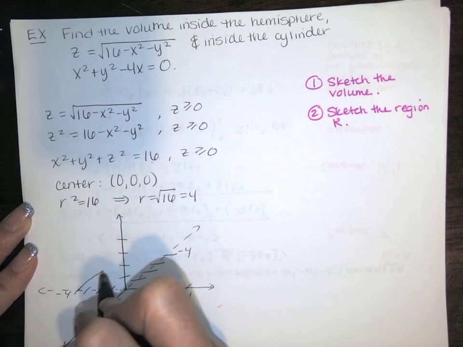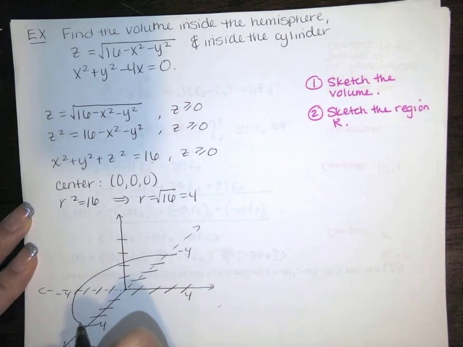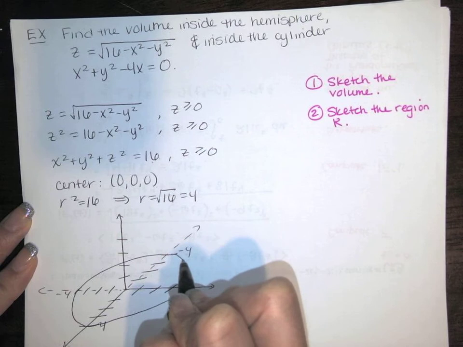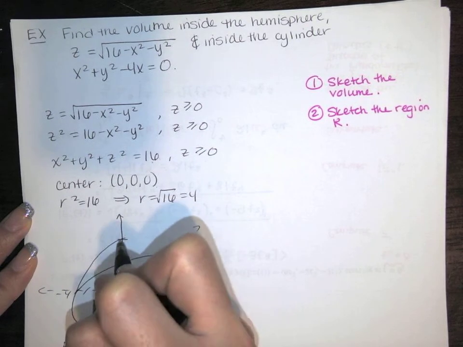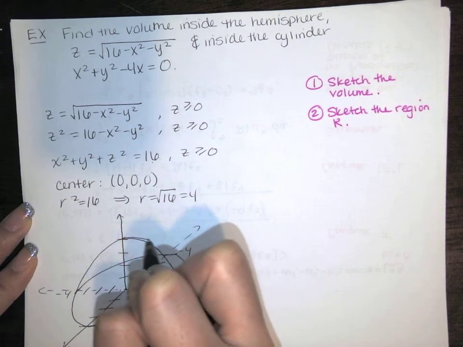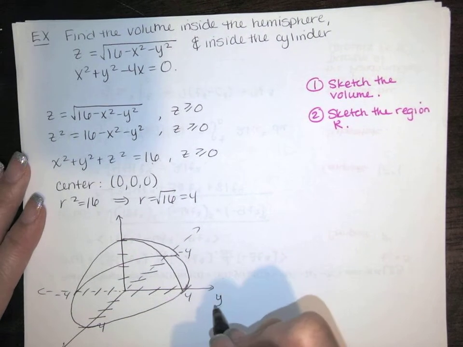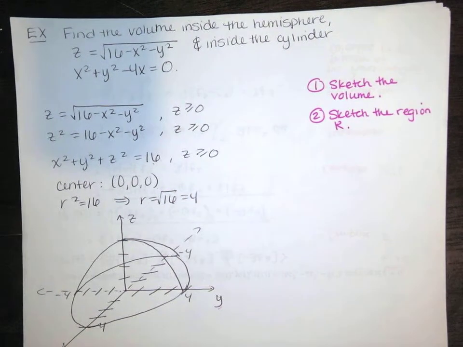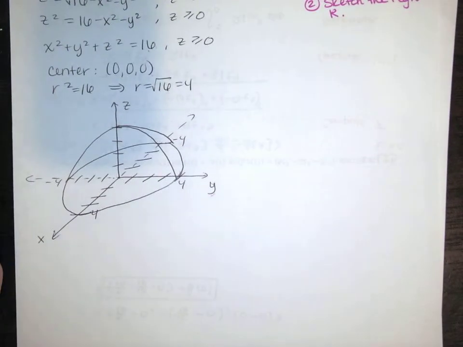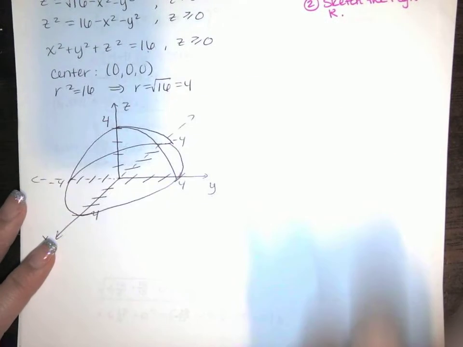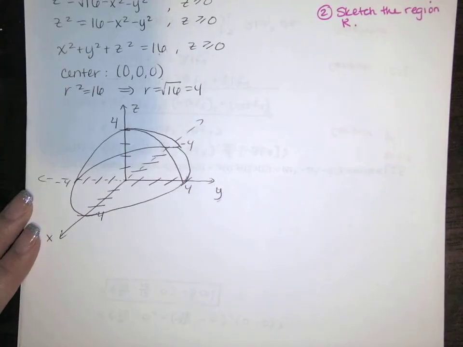This doesn't have to be perfect. We just do the best we can. Okay. So that is what we're looking at. We're looking at the top half of a sphere of radius 4.